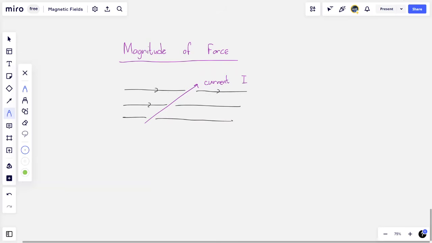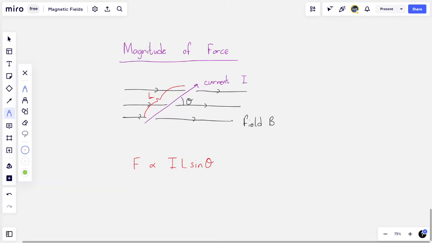So if I have the field B, again we give magnetic field strength, or magnetic flux density to give it its real name, its true name, symbol B. The angle between the two is theta, and the length of this wire, at least the length of the wire in the field, is L. The amount of wire in the field we call L. Now, what we have is that the force on this wire is proportional to IL sine theta.